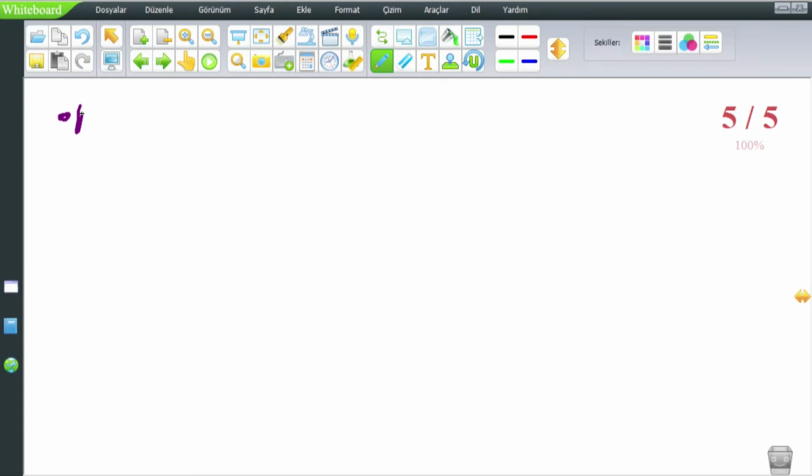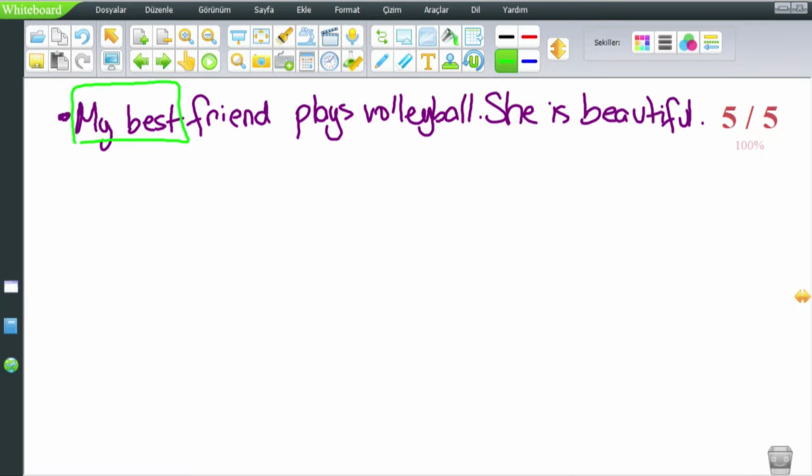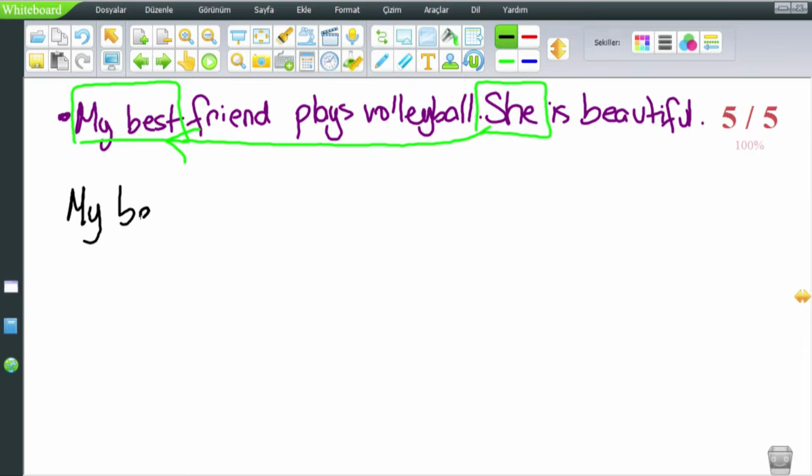My best friend plays volleyball. She is beautiful. Okay, again, we said that the first thing I will look at is the common feature of speech in these two sentences. It is obviously my best friend, and in the second sentence, "she" refers to my best friend. So I will start writing my sentence with my best friend.